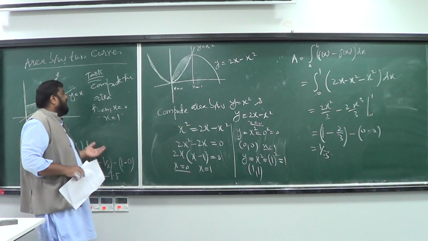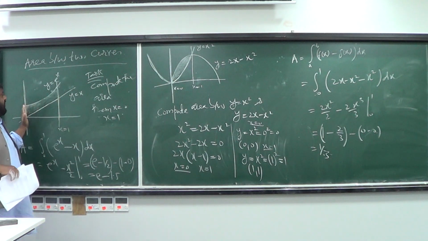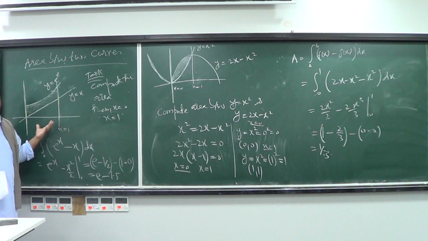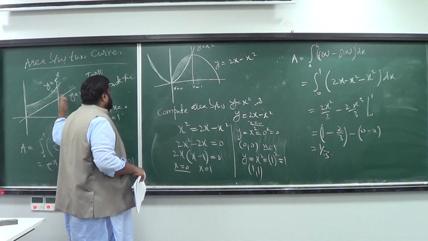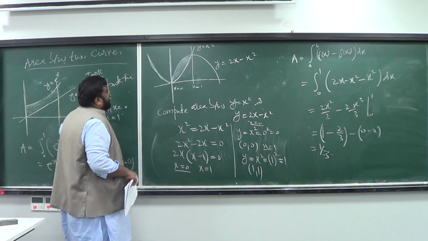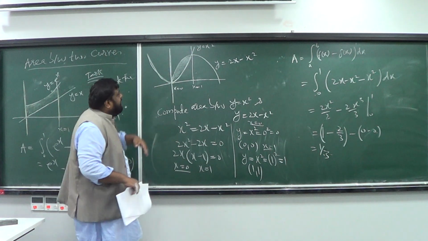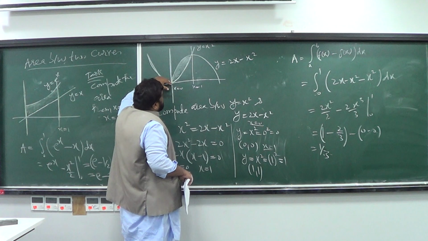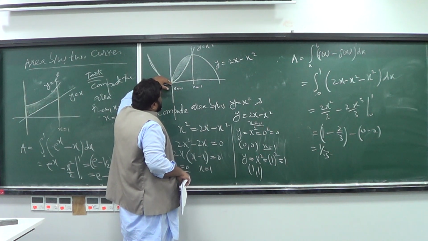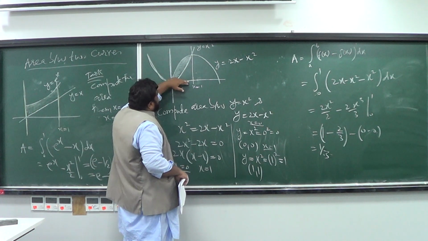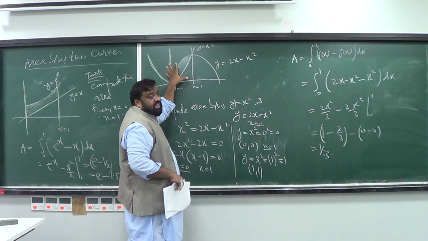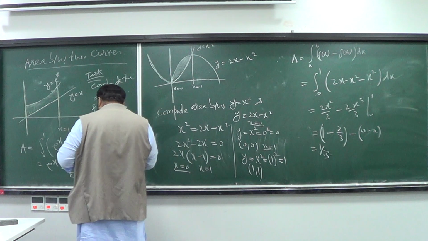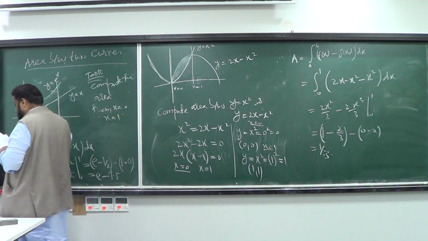So you see that if you know the two curves and you want to find the area between them, either the limits will be known to you, or if the limits are not known, you can find the limits first by computing the points of intersection of both curves, and then compute the area.